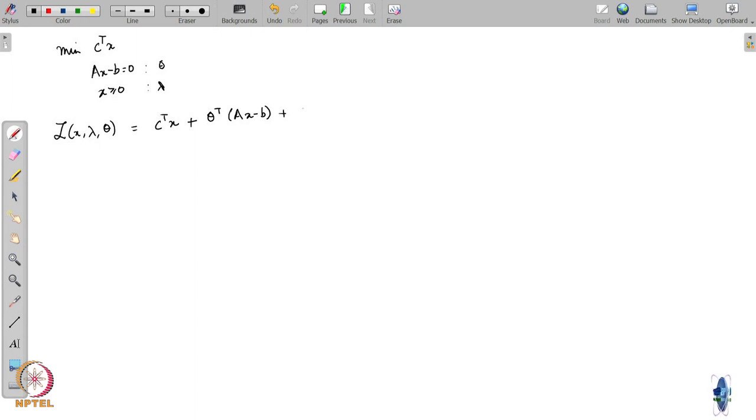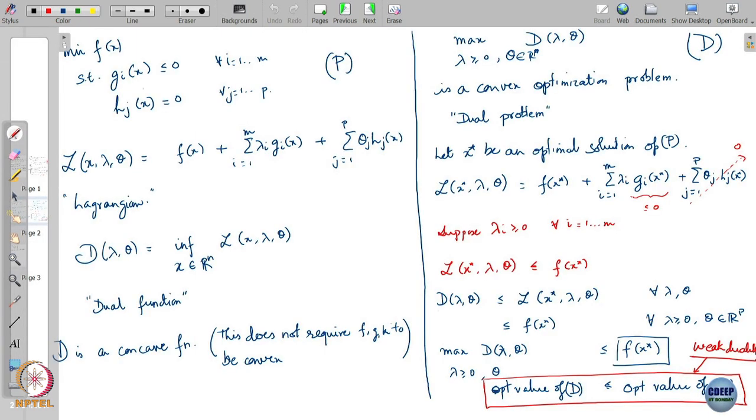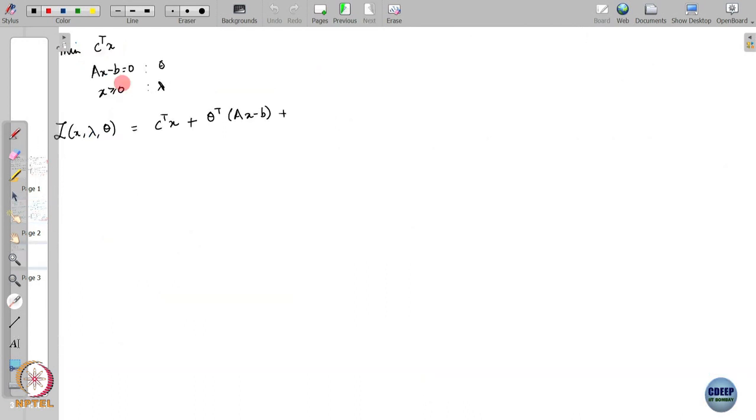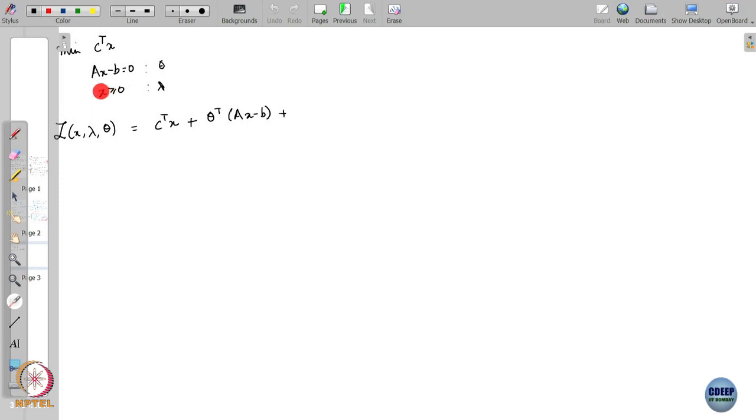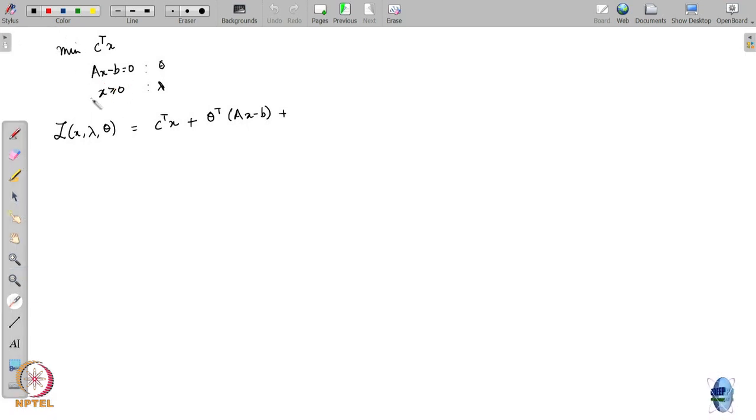Now, if you go back here, I wrote this problem with less than equal to type constraints, whereas here my constraints are of the greater than equal to type. So I can effectively just multiply both sides by minus 1, and that would flip the direction of the inequality of the constraint. Alternatively, what I need to do is just compensate for that in the definition of my Lagrangian itself. So this is now my Lagrangian.